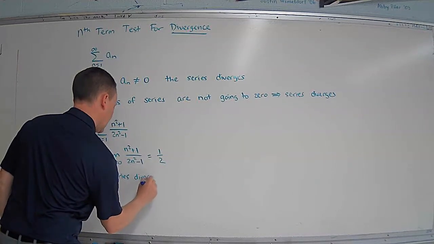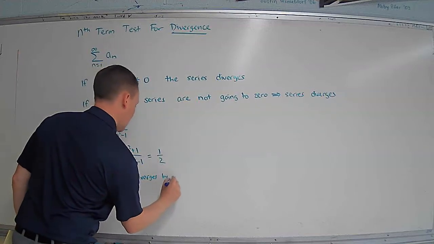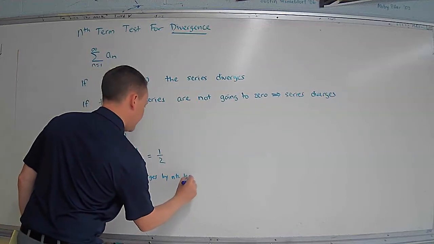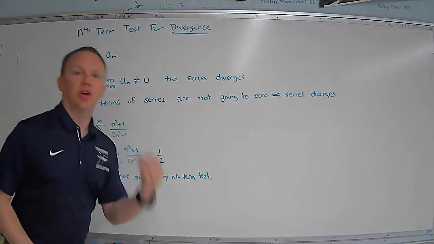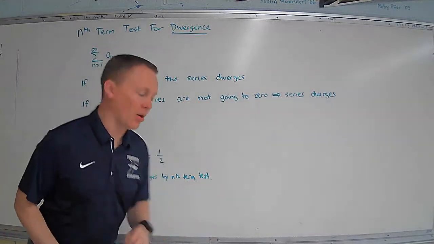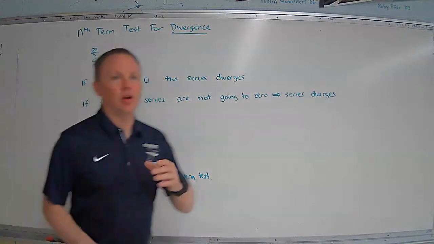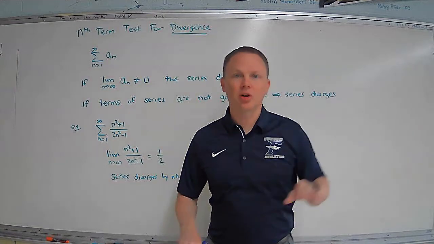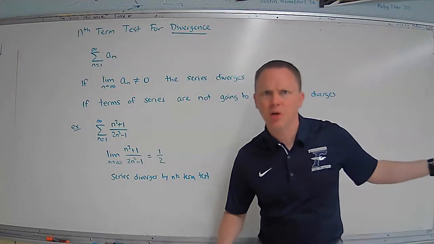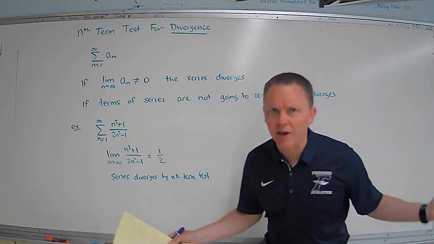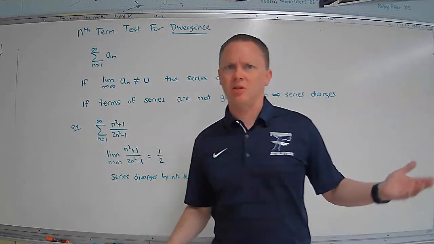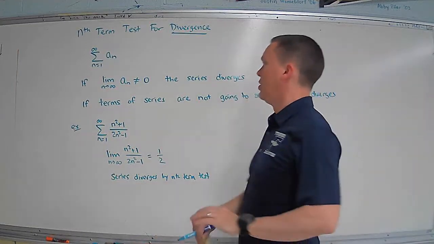Because the terms are not going to 0. All right? It's like you're adding up a bunch of terms, and then eventually the terms start approaching 1/2, and you're going to be adding up an infinite number of 1/2. Well, there's no way in the world that can converge. There's no way that's going to add up to something. It's just going to keep getting bigger and bigger and bigger. Okay?